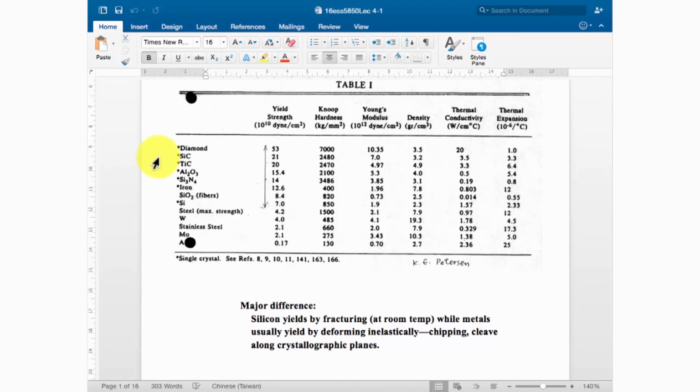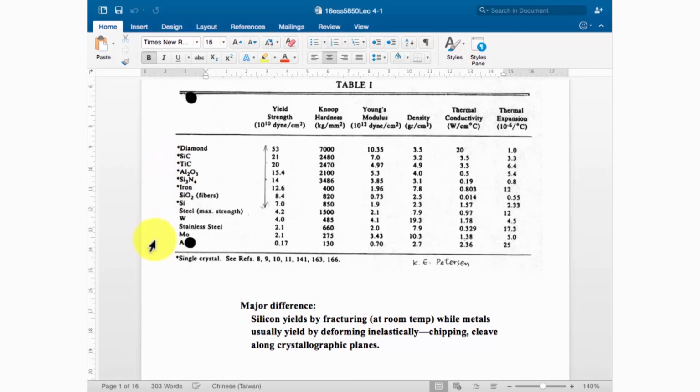You can see the materials range from ceramic materials, for example silicon carbide, aluminum oxide, silicon, or dielectric materials like silicon nitride, and even diamond. And also some metal materials like steel, tungsten, stainless steel, beryllium, and aluminum. The last one is aluminum. Sorry, there's something missing here. It's aluminum, Al. So maybe you can try to make some amendment here.